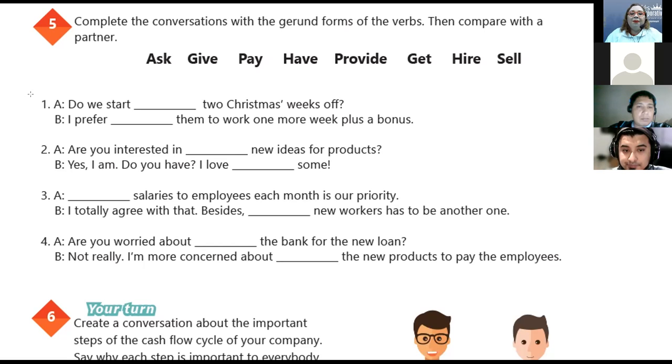Nos fijamos del uso de algunos verbos, ¿verdad? De los que van seguidos de un ING verb form. Y también, ¿verdad? Como sujetos y después de preposiciones. ¿Ok? Vamos a ver. The first conversation. Silvio, please. Letter A.